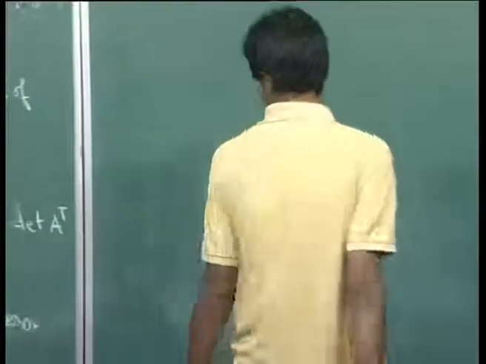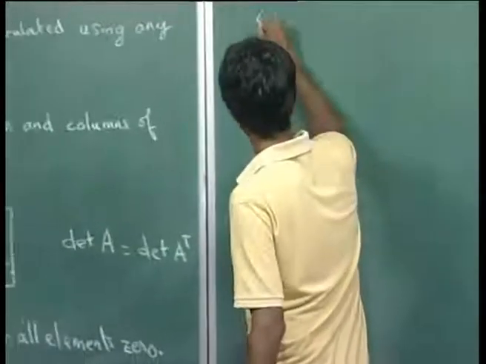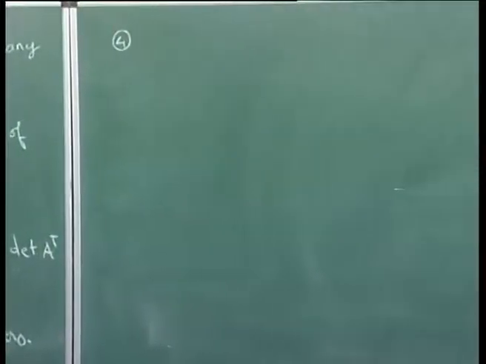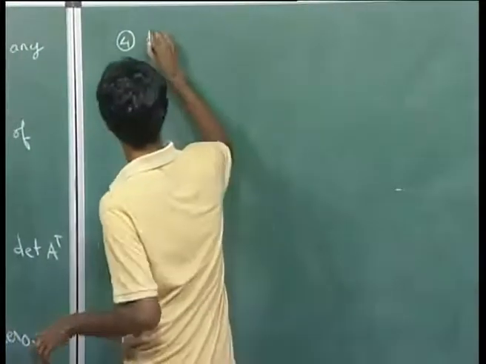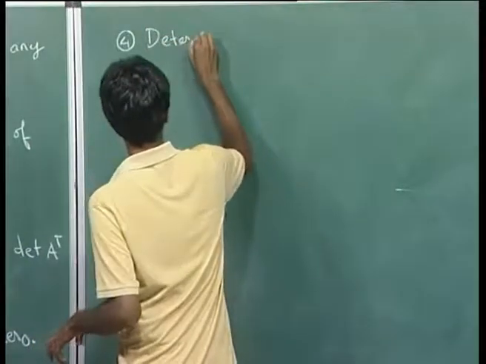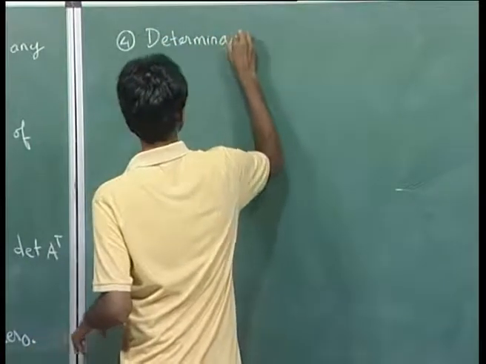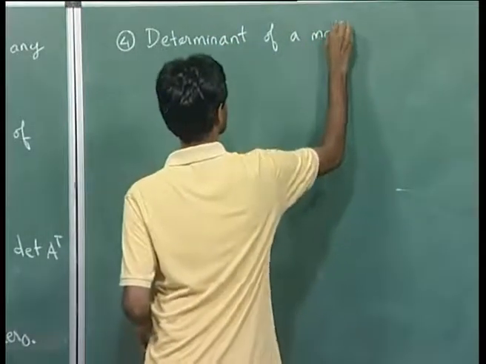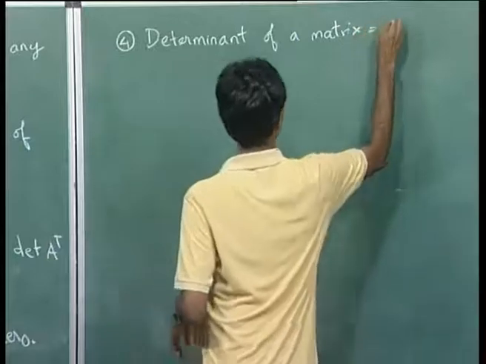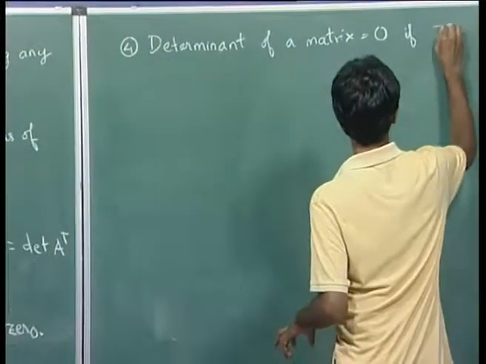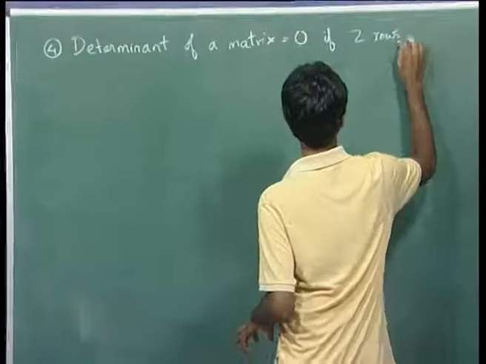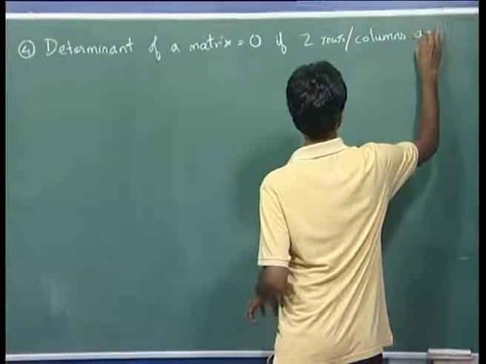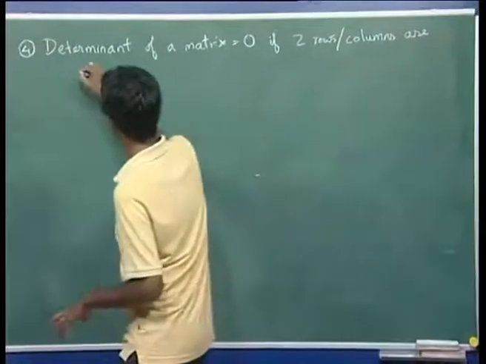Now, the next property is probably the most useful property of the determinant, and this is that the determinant of a matrix is equal to 0 if two rows or columns are identical.